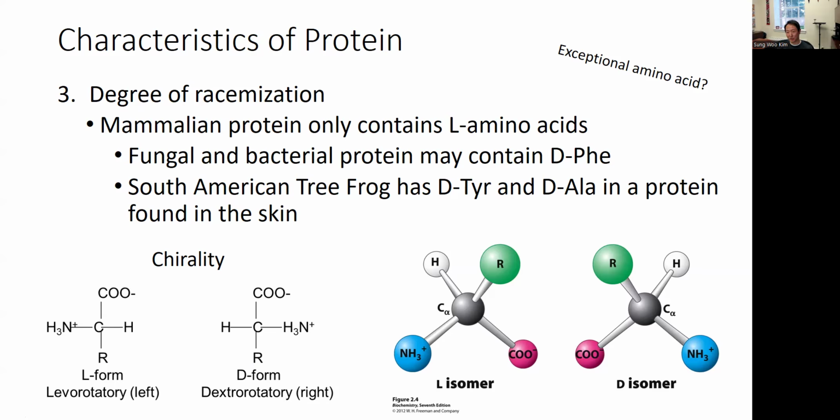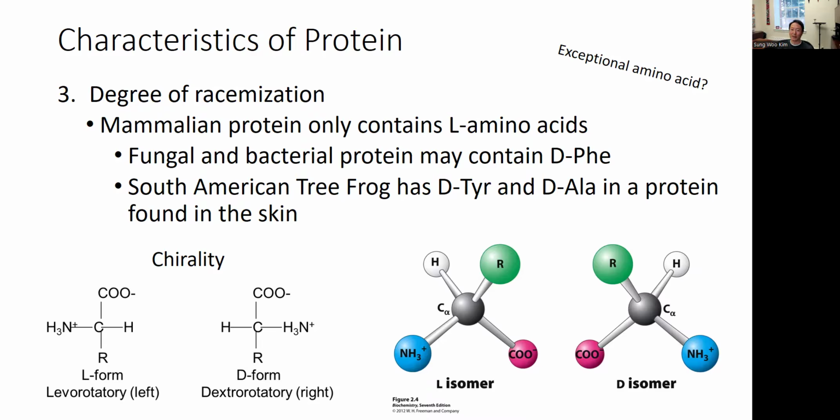Interesting thing is, the proteins that you see from animal tissue and plant tissues, the amino acids making those proteins are all L amino acids. You don't see D amino acids in animal protein and plant protein.